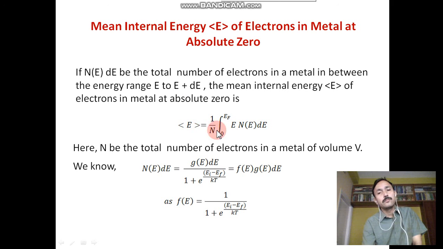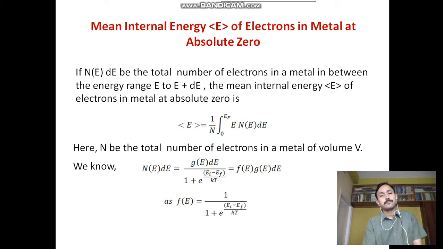E average is equal to, suppose dN particles each having energy E. So we are integrating this from 0 to Fermi energy. This becomes the total energy, and divided by the number of particles N, it becomes the average energy. Here N represents the total number of electrons in a metal of volume V.